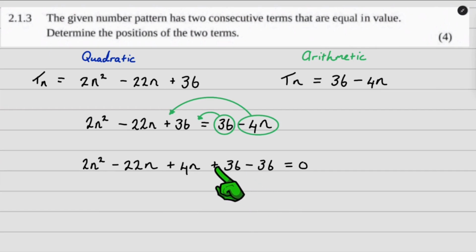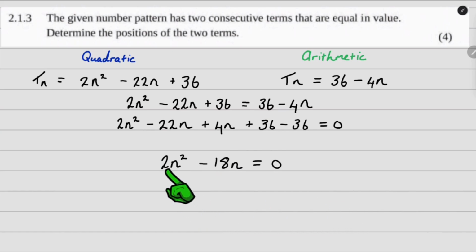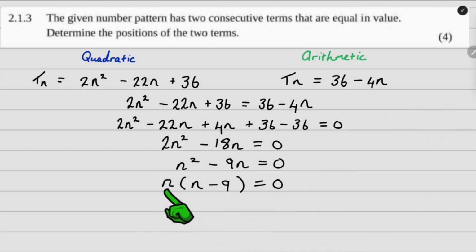Now I have the same number with opposite signs, so they will cancel. And I'm going to do the like terms over here. Minus 22 plus 4 is minus 18, and I'll glue the n on that. Now I'm seeing a common factor of 2 amongst both my terms, so I'm going to divide by 2 to get rid of it. And then there's a sneaky little common factor of n that I'm going to factorize out of this binomial. Once that's out the way, I equate each factor to 0 and solve separately. So that means my two answers will be n equals 0 or n equals 9.